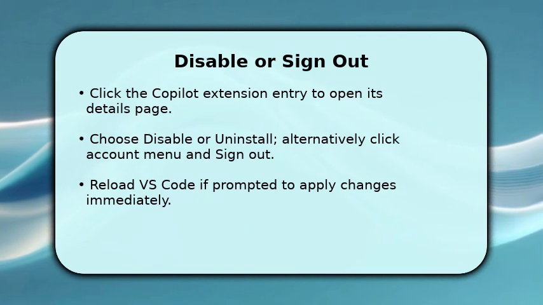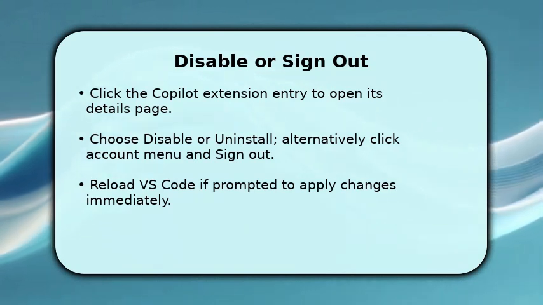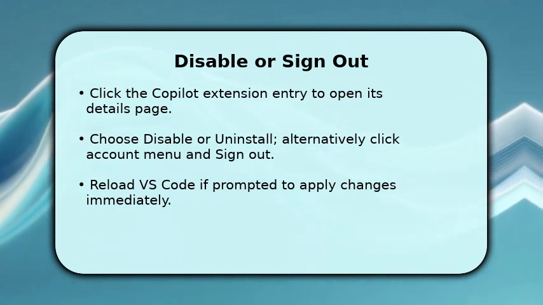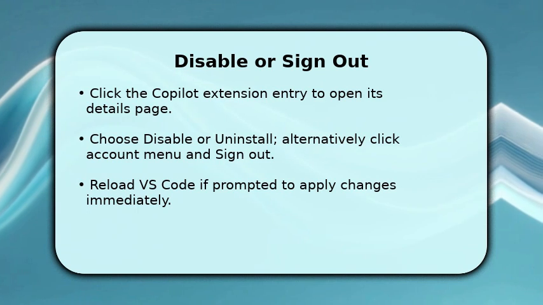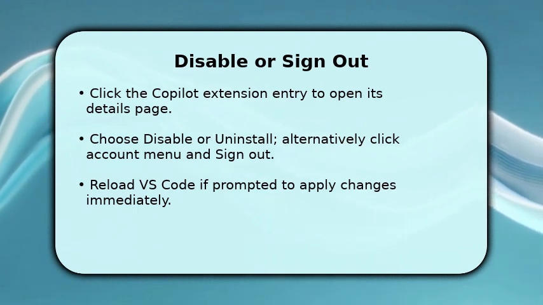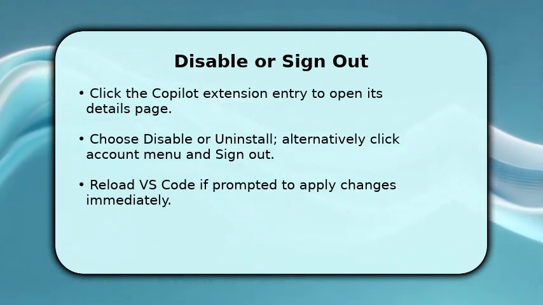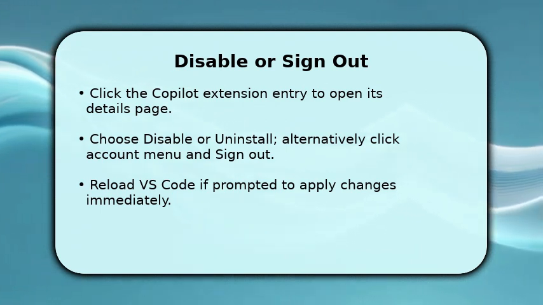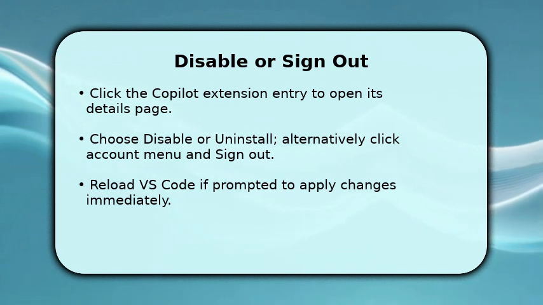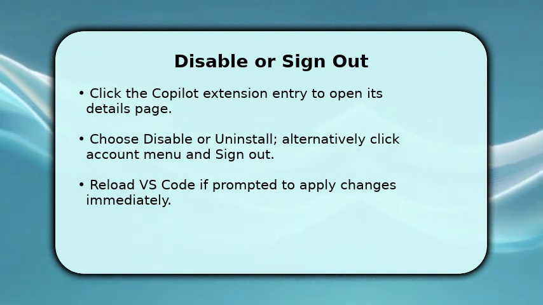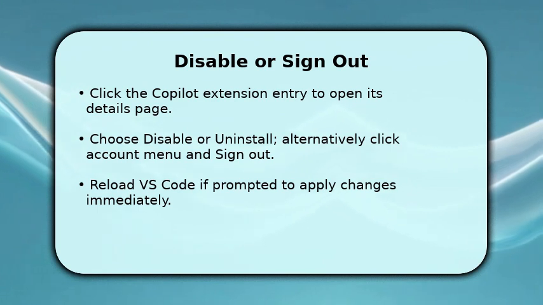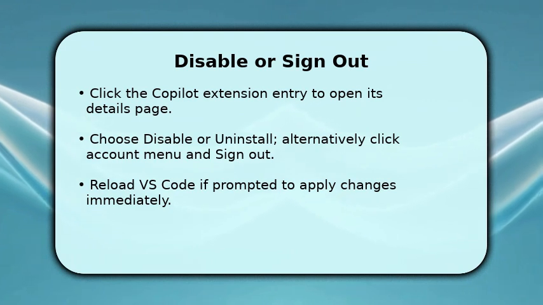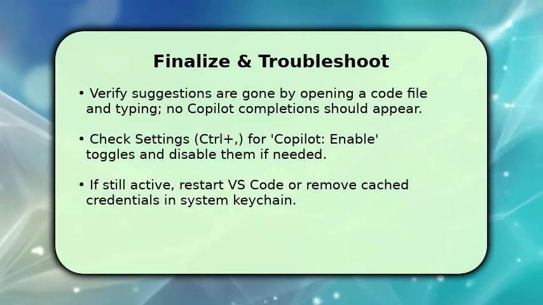Now that the extension details are open, you have two clear paths: disable temporarily or uninstall permanently. Click Disable to stop Copilot without losing settings, or Uninstall to remove it entirely. If you prefer to keep the extension but stop suggestions, open the account menu within the extension and sign out of GitHub. This prevents authentication and stops completions. After you make a choice, accept any prompt to reload the window, so changes take effect right away, and make sure extension processes are terminated. Finish by verifying removal.